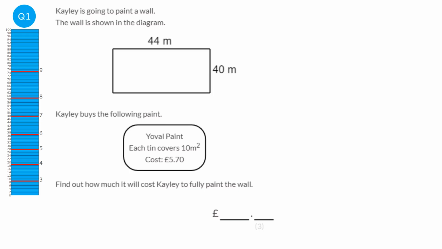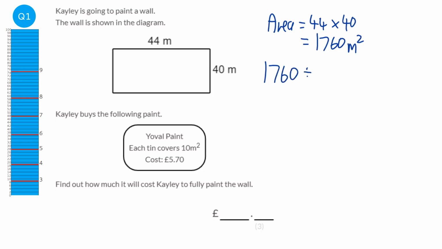First thing we need to do is work out the area of the wall. To do that, we're just going to multiply the 44 by the 40. So 44 times 40 is 1,760. The next thing we notice is that each tin covers 10 meters squared. So we can work out that there are 1,760 meters squared in total for our wall. If each tin covers 10 meters squared, then we will need 176 tins. That's the amount of tins we need.